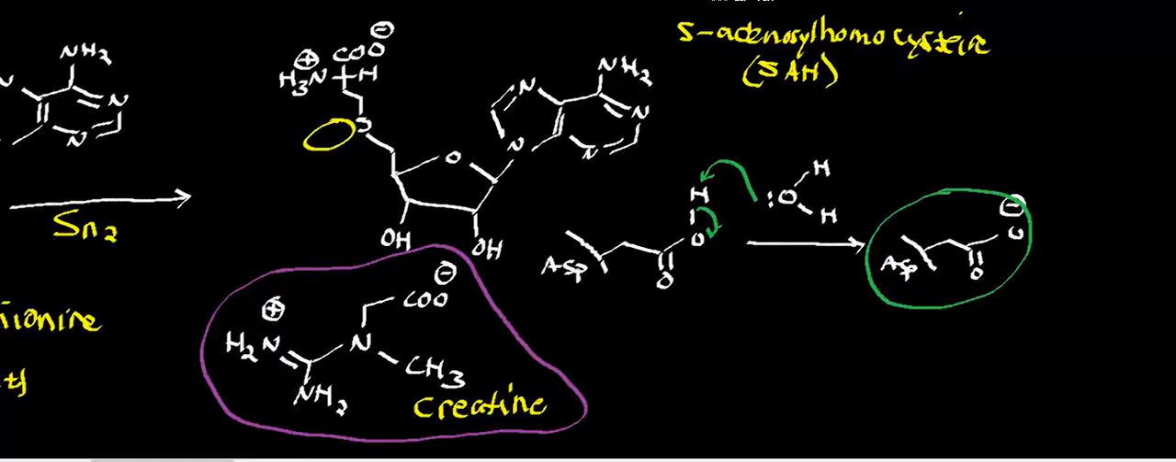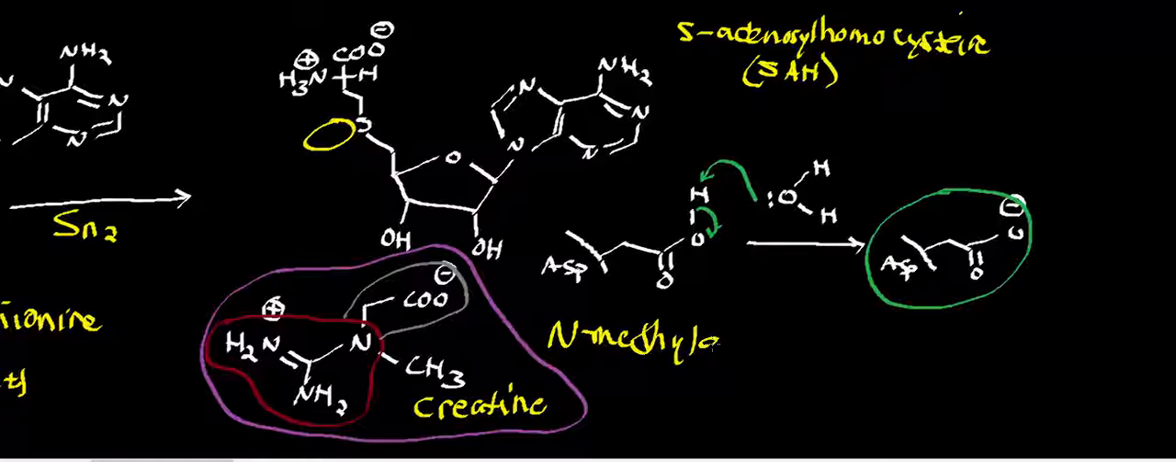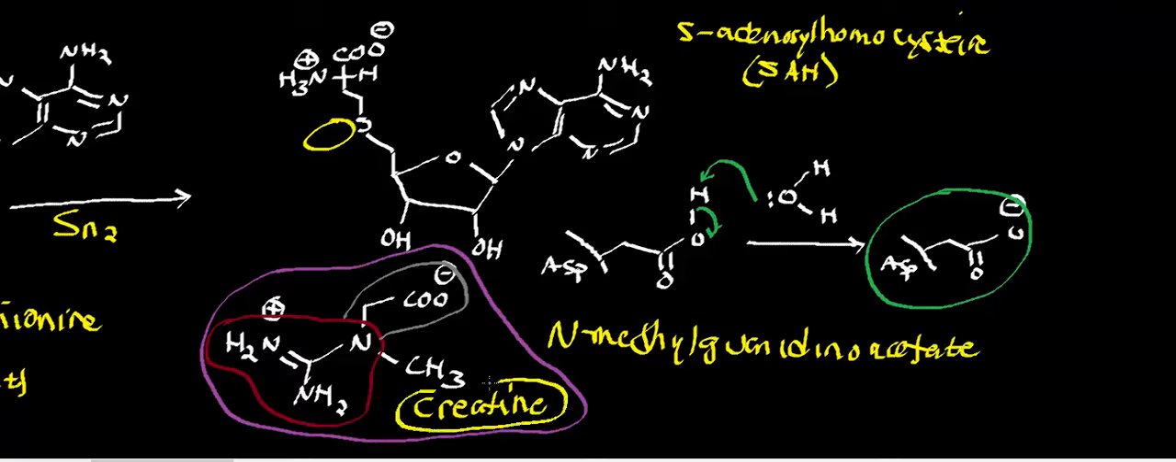Just to remind you, this creatine still retains the guanidino group. The guanidino group is this guy right here, except the guanidino group now has a methyl group attached to it. And of course, I'll do this in gray, we still have the acetate here. Another name for this molecule would be N-methylguanidinoacetate. But usually the common name that people give is, of course, creatine.